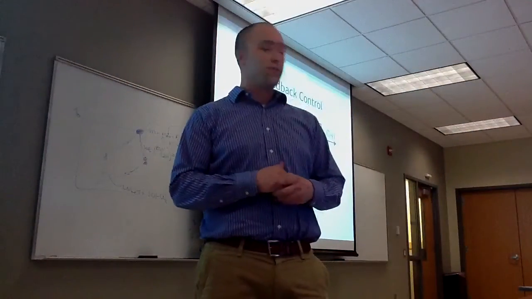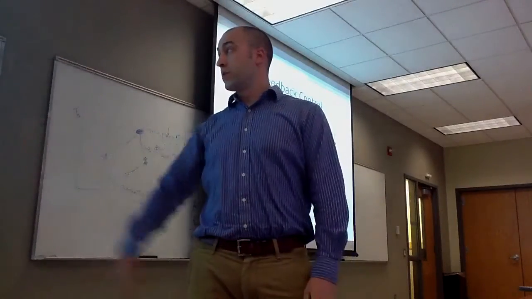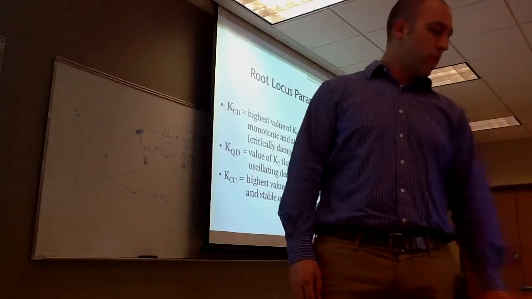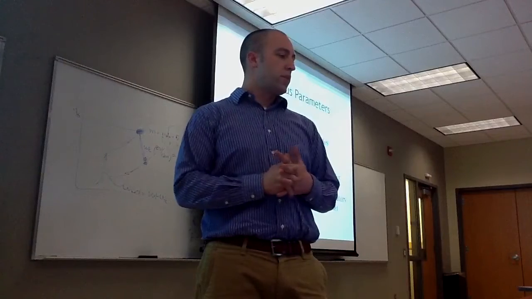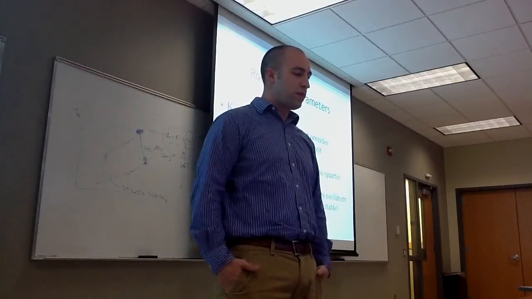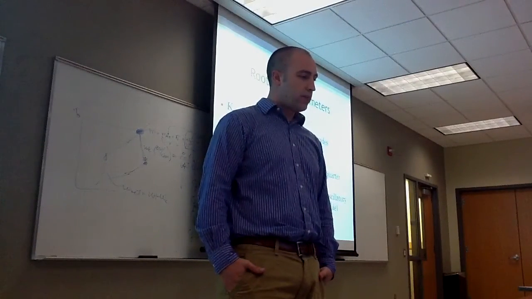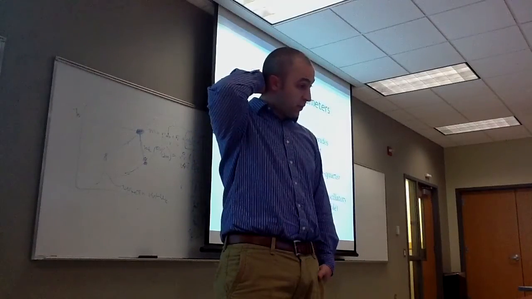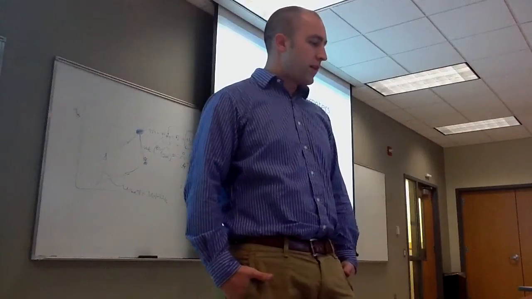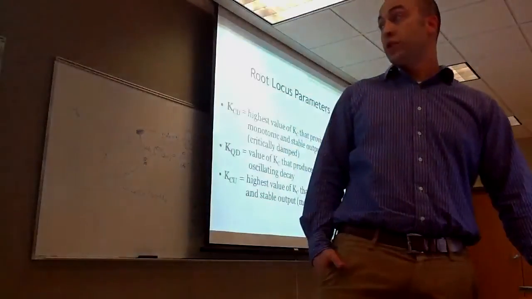Here's an example of a block diagram of a feedback control system and the closed loop transfer function. Here's the root locus parameters. The KCD is the highest value of KC that provides monotonic and stable output, which is critically damped. The quarter decay gain is the value of KC that produces 1/4 oscillating decay, and the ultimate gain is the highest value of KC that causes oscillatory and stable output, marginally stable.